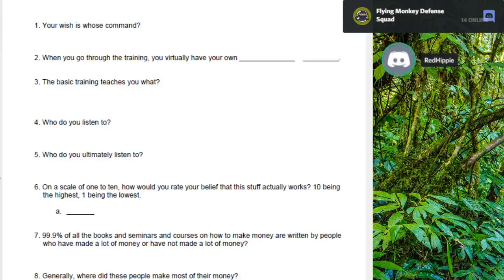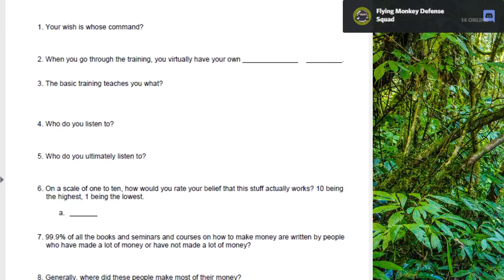Now, I don't know why they did this, but on the test they put, your wish is whose command? The answer is my, because he changes it in the training to my wish is my command. What I'm about to post is going to look like it is in the movie, in the story Alibaba, so it's not going to make any sense.